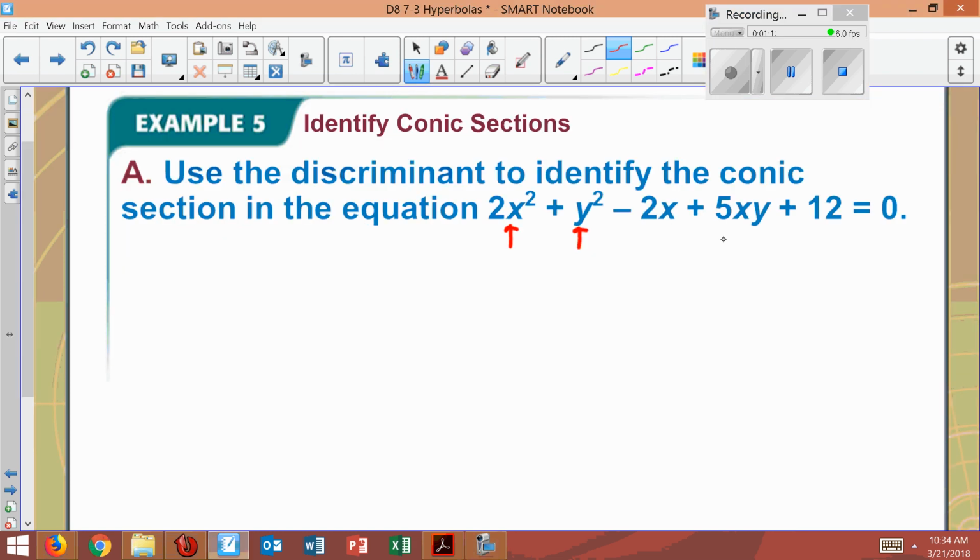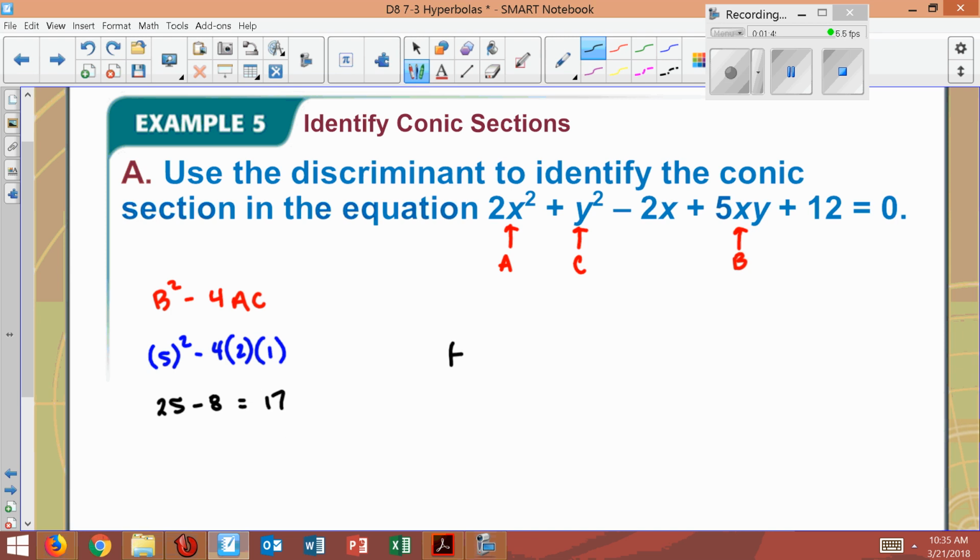So now, all you have to do is find your b, which is here. This is my b, this is my a, this is my c. So the formula is b squared minus 4ac. In this case, my b is 5, so I'll have 5 squared, which is 25, minus 4 times a, which is 2, times c, which is 1. Now we'll simplify, so we get 25 minus 8. What is 25 minus 8? 17. Anything over 0 is a hyperbola. So that's what this equation is.